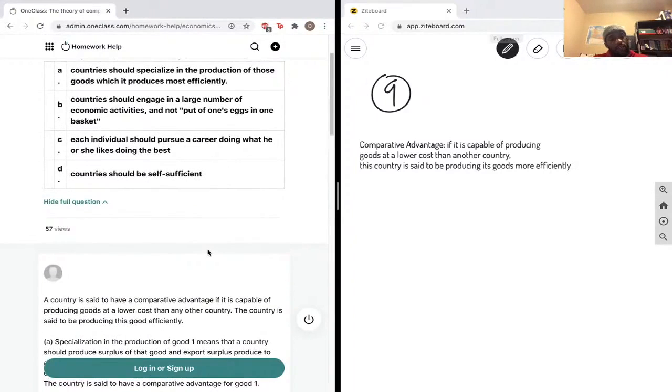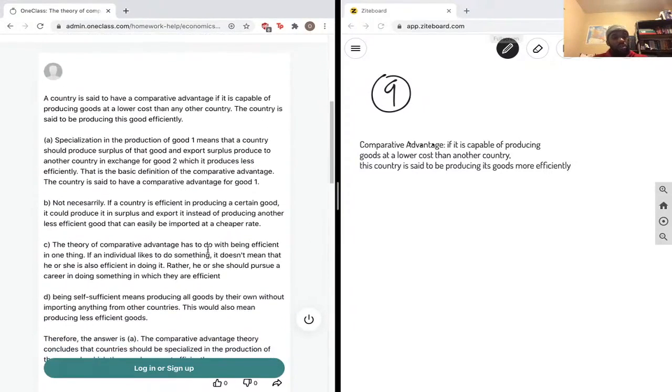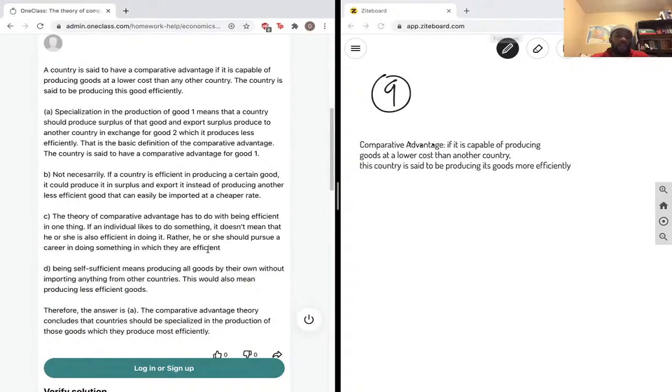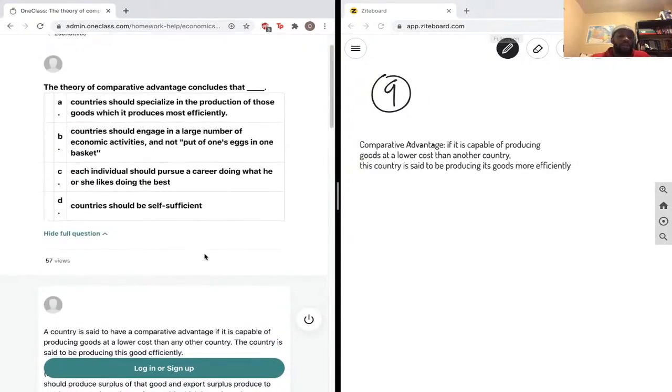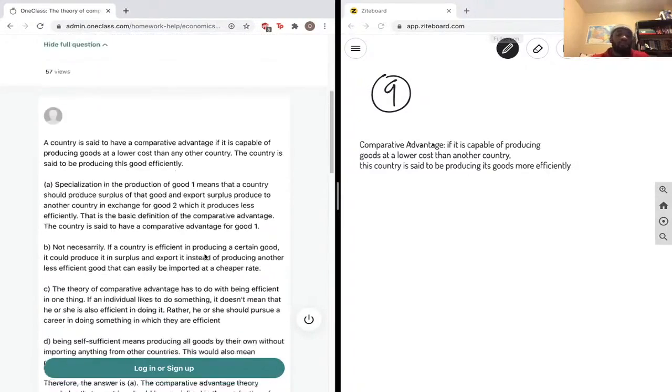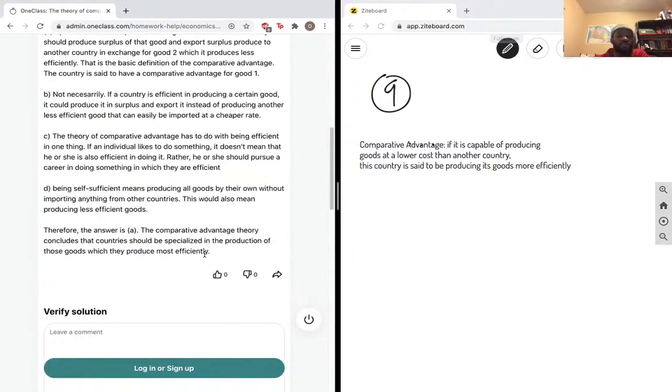Option C says each individual should pursue a career doing what he or she likes doing best. The theory of comparative advantage has to do with being efficient in one thing. If an individual likes to do something, it doesn't mean that he or she is also efficient in doing it. Rather, he or she should pursue a career doing something different in which they're efficient. And option D, countries should be self-sufficient. Being self-sufficient means producing all goods on their own without importing anything from other countries. This would also mean producing less efficient goods.